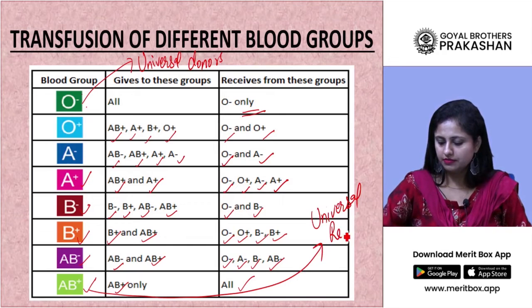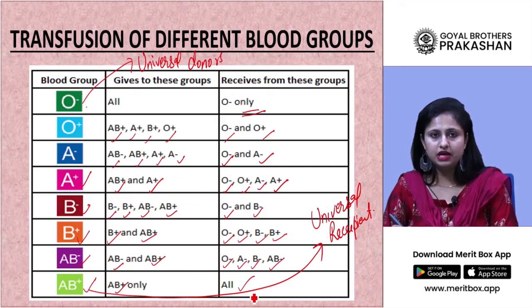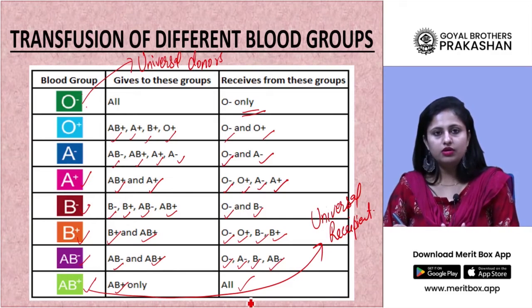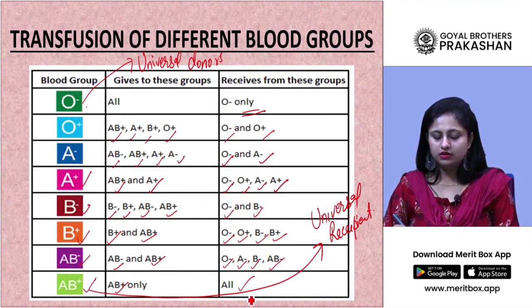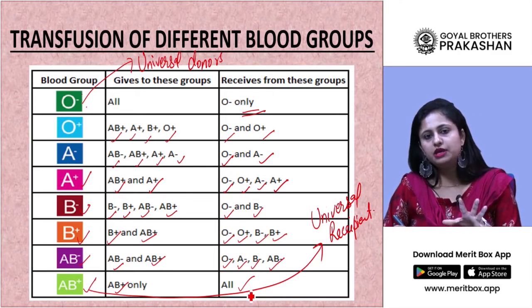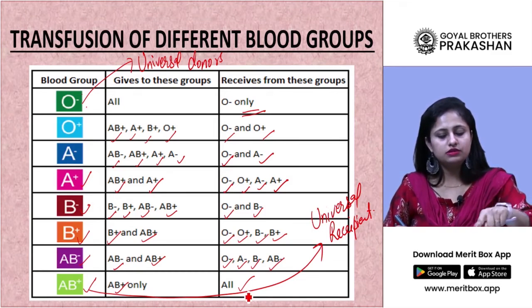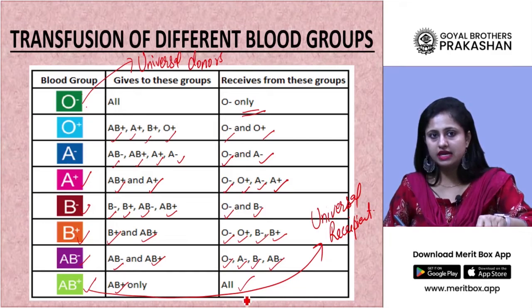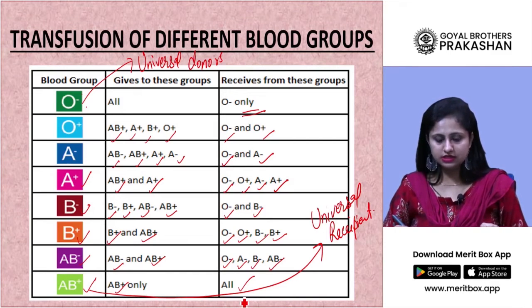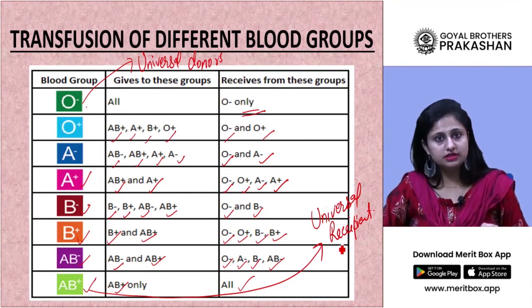Universal recipients, because they can receive blood from everyone, or from each type of blood, or from persons carrying blood group A, B, AB and O. So the persons carrying blood group O negative are known as universal donors, and the persons carrying blood group AB positive are known as universal recipients.